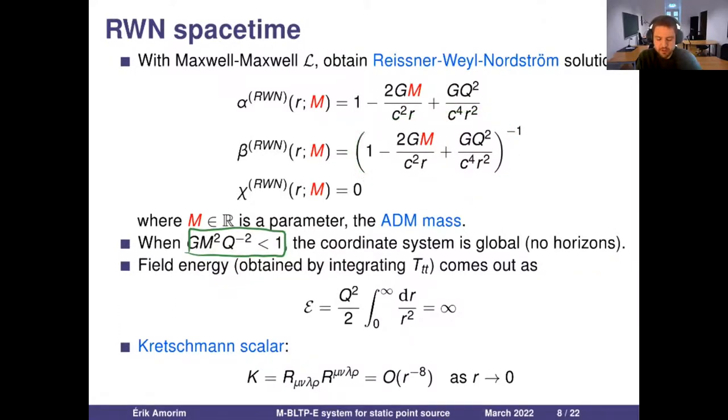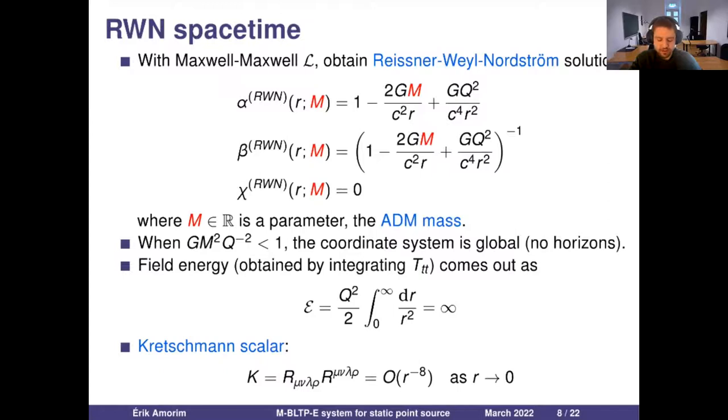So if you're using this RWN spacetime to model just one point particle, then this is actually a naked singularity. If you want to model a star, like a charged star, then usually this will not be the case. It will actually have a black hole region, although this would normally be inside of the star anyway, so it doesn't matter that much. But for just one point particle, this is a naked singularity.